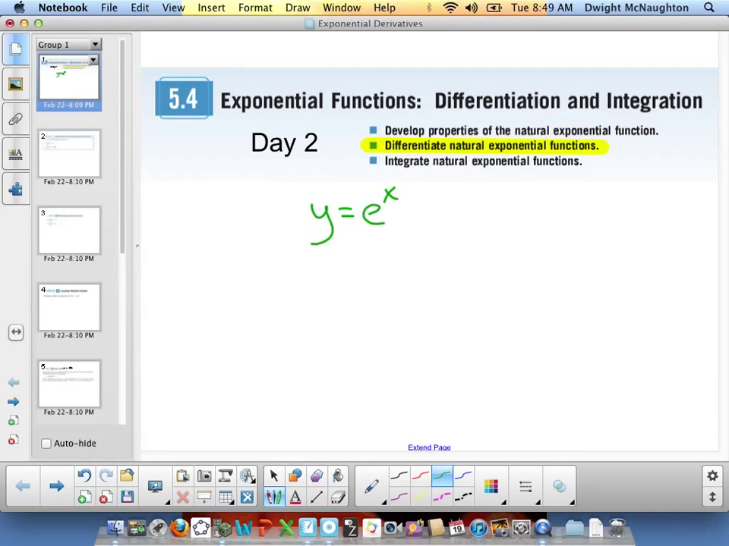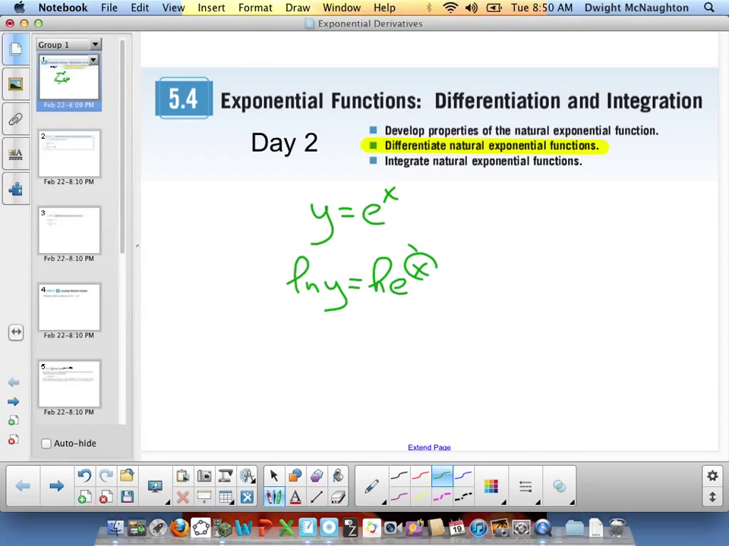Right? So far, our rules for derivatives, we got the power rule, the product rule, the quotient rule, the chain rule, and implicit. None of those deals with what to do when we have a variable in the exponent. We do have a technique to kind of help us deal with that, though, where we take the natural log of both sides. So the natural log of y equals the natural log of e to the x.